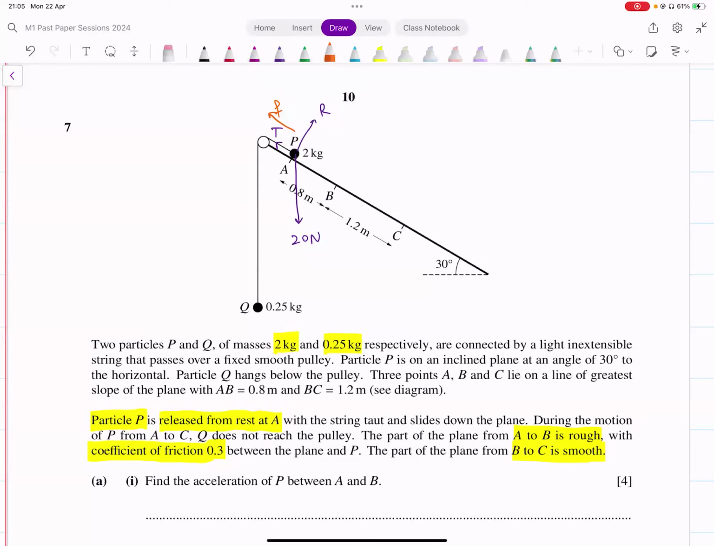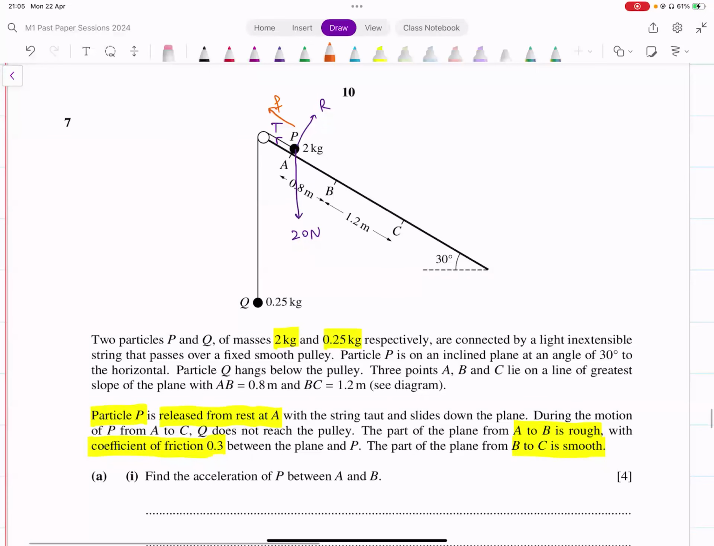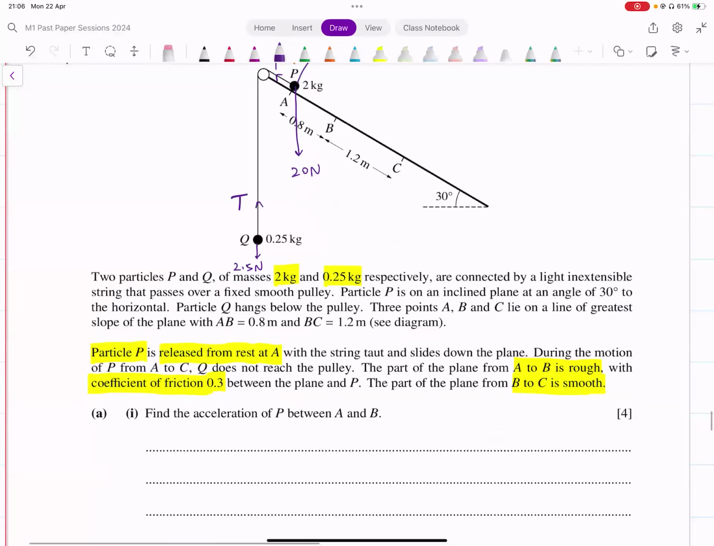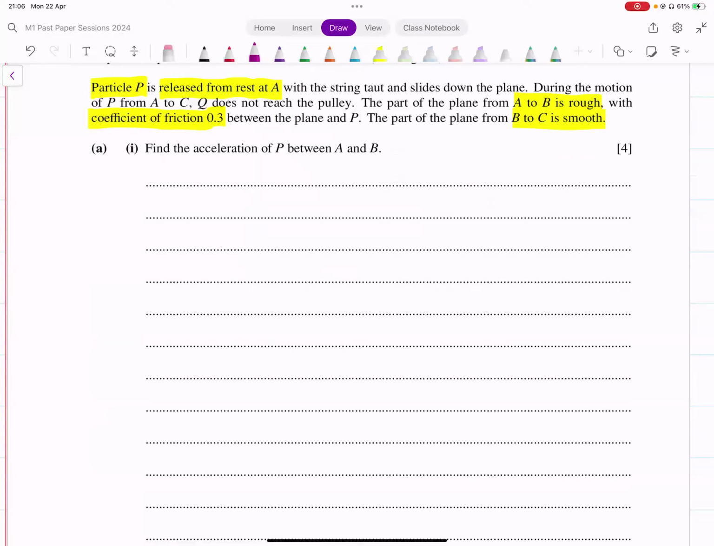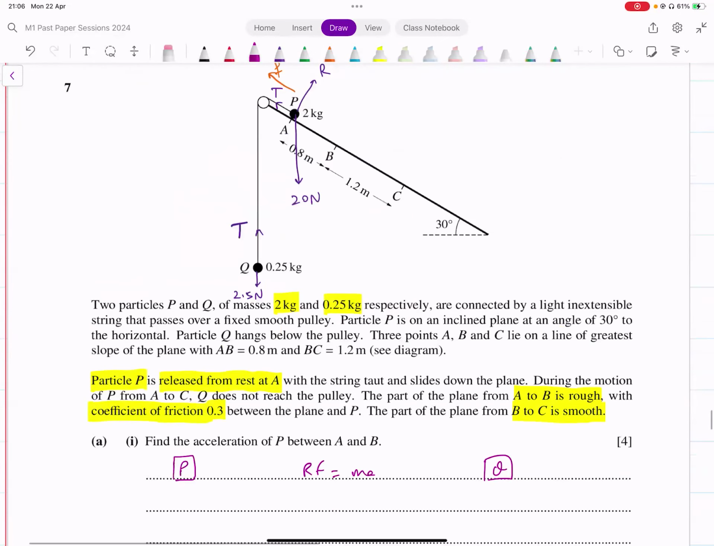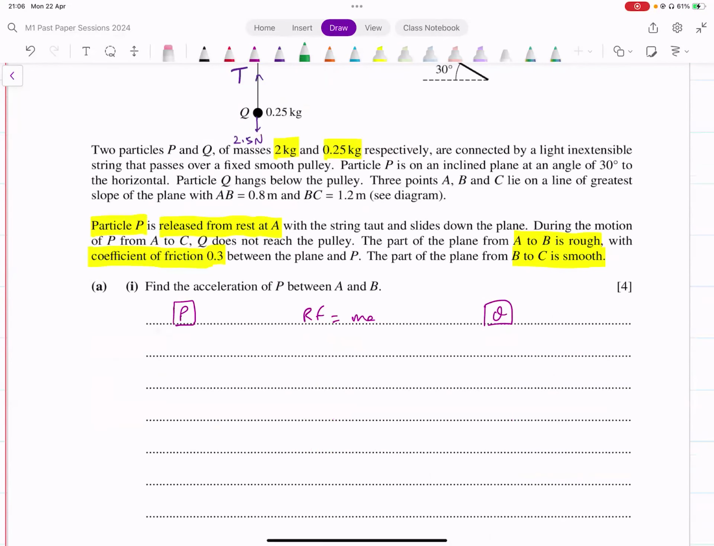Okay, now what else? Let's think about the forces acting on the particle Q. They are 2.5 Newton, the weight of the object, and this tension. This is what you have for Q. Now, you just apply Newton's second law of motion to both of the objects separately and see what that gives you. Resultant force equals mass into acceleration. In which direction is Q moving? Q is moving upwards. So upwards is positive for Q.